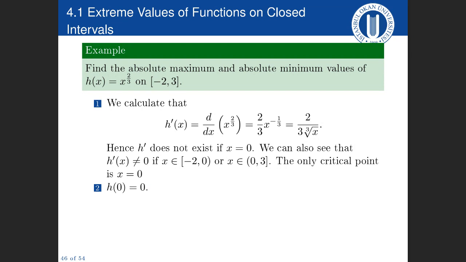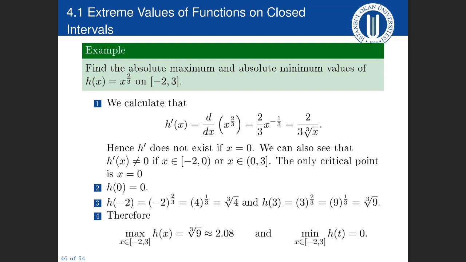Calculate h at 0, calculate h at the endpoints, and then take the biggest number and the smallest number. Out of 0, cubed root of 4 and cubed root of 9, the biggest number is cubed root of 9, and the smallest number is 0.